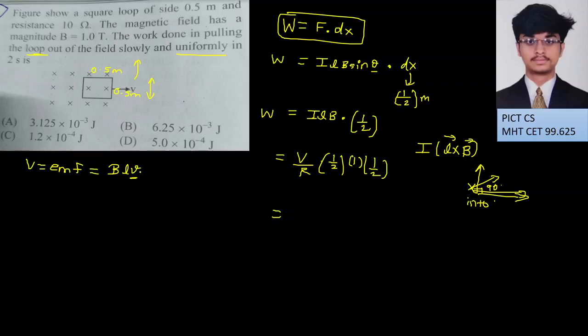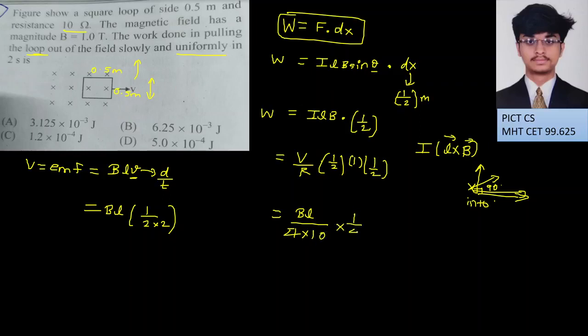But again, we don't have velocity here, but we know velocity is distance upon time, and the distance we have to cover is dx, which is half a meter, so it will be BL into half. And what is time? It's again 2 seconds. So it's BL by 4. We can replace the voltage with BL by 4. And what's the resistance given in the question? It's 10 ohms. So we just substitute all the values.